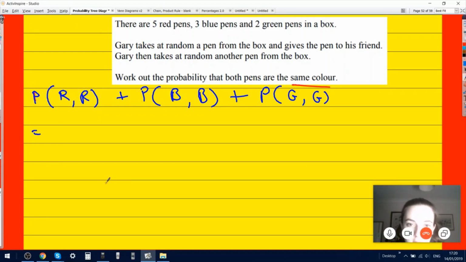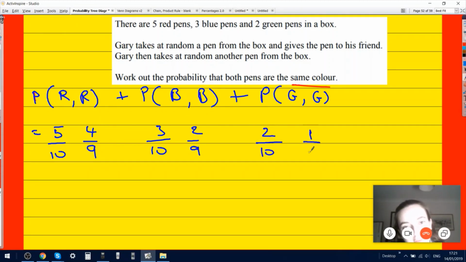So probability of getting a red? Five out of 10. Probability of getting another red? 4 out of 9. Then 3 out of 10 and 2 out of 9. And then 2 out of 10 and 1 out of 9.